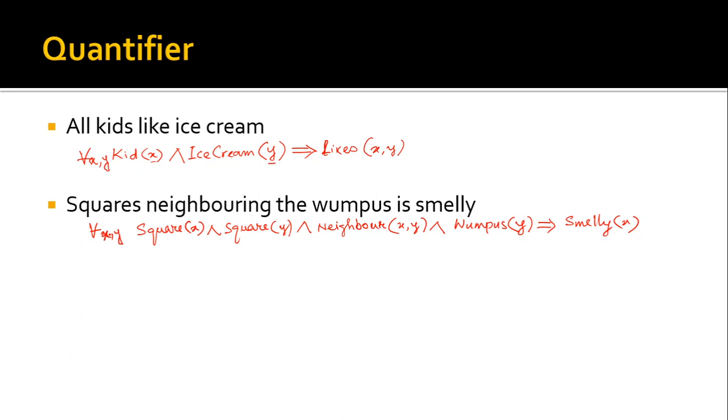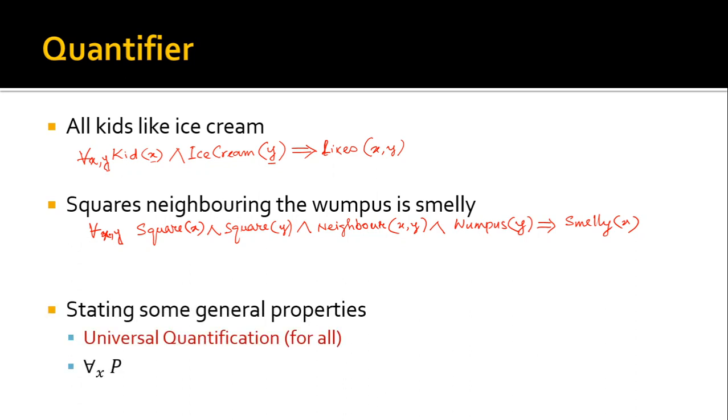While we are stating some general property, this is where we started when we were discussing the drawbacks of propositional logic. We can generalize, right? So whenever we are stating some general properties, then we use universal quantification. The form of the universal quantification is: for all X, P should be true. This P is a sentence that will have a mention of this variable, right? So this is the universal quantifier.